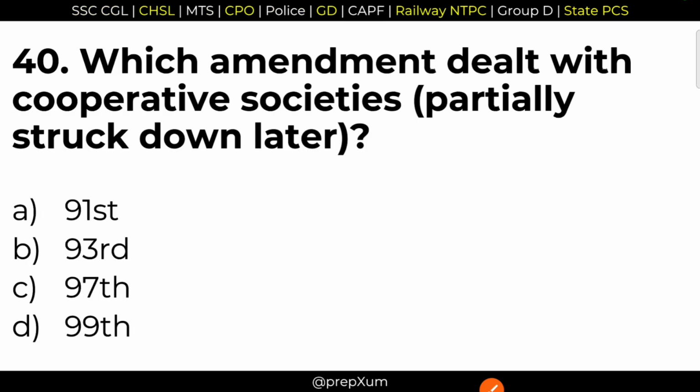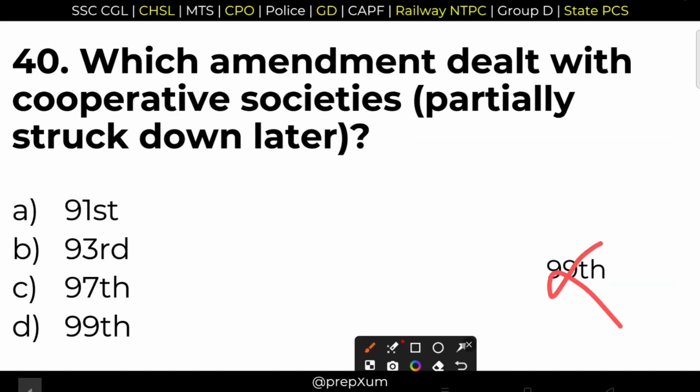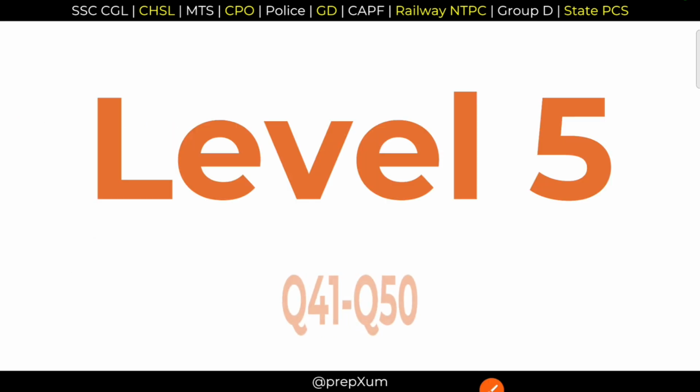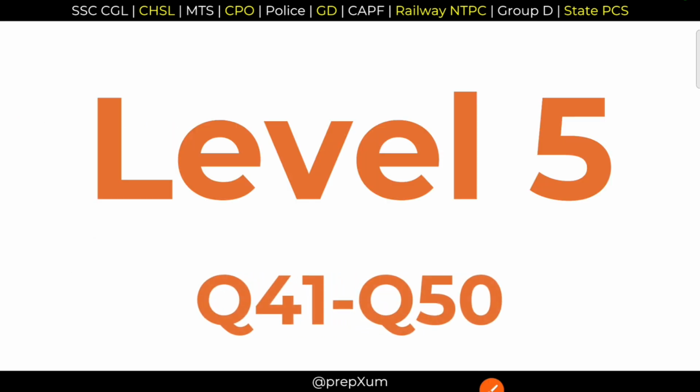40. Which amendment dealt with the cooperative society? Right answer of this question is option C, 97th. No, it is not 99th. It is the 97th Constitutional Amendment Act that deals with the cooperative societies. Now we are moving on to level 5. Question 41 to 50.